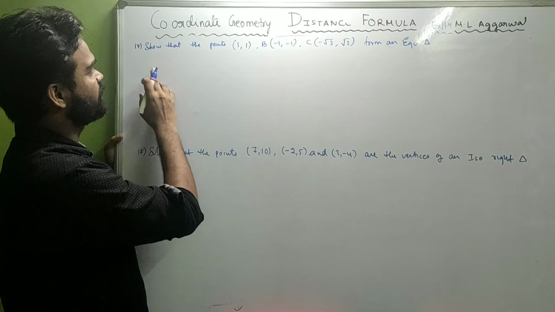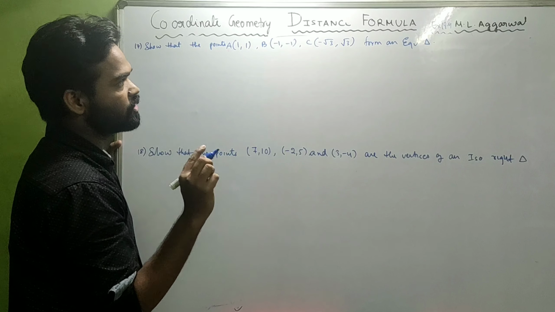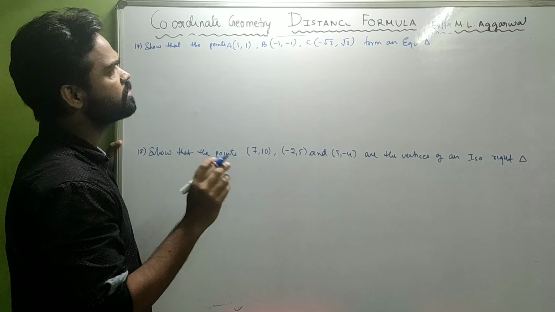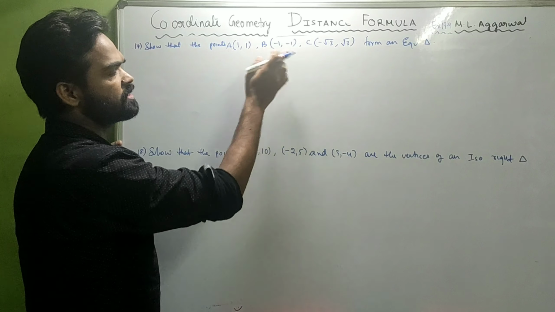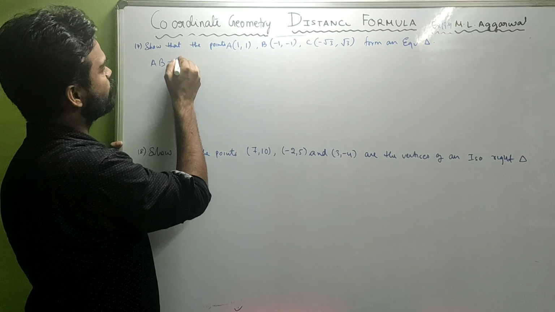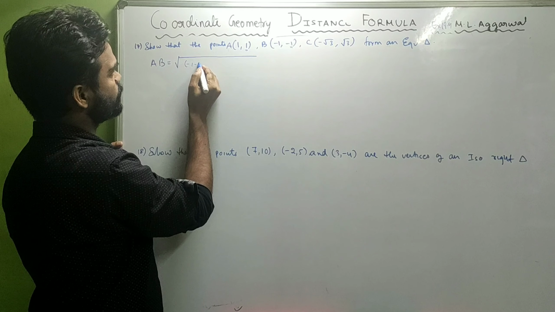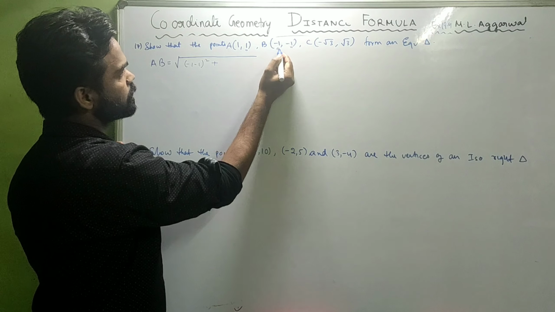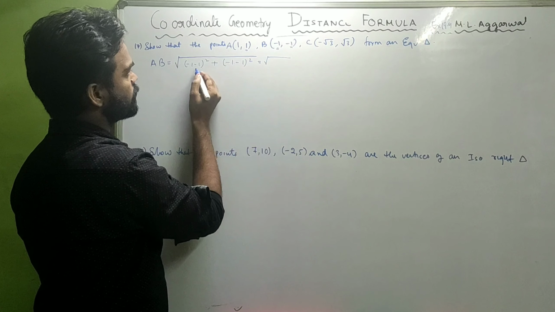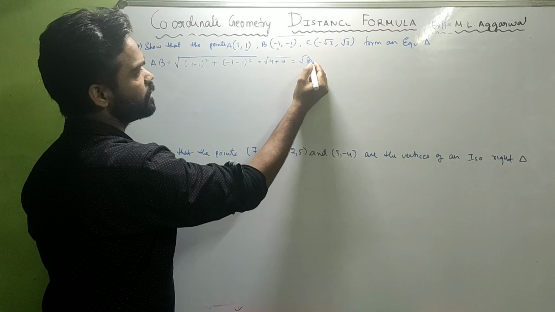Now look at sum number 17. Very easy. Show that the points A (1, 1), B (-1, -1), and C (-root 3, root 3) form an equilateral triangle. Very easy. Find AB, BC and AC and see that they are equal. First of all, I'll find AB. Look over here. Root of y2 minus y1, that's minus 1 whole square plus x2 minus x1 whole square, that's root of minus 2 square, that's 4 plus 4, that's root 8 units, isn't it?